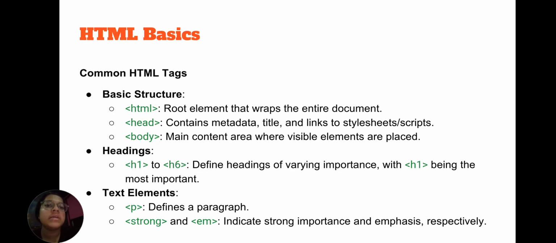HTML basics. Common HTML tags and basic structure. The html tag is the root element that wraps the entire code. Head contains metadata, title, link, style sheets, scripts. Body contains the content area where visible elements are placed. Headings h1 to h6: there are 6 types of headings, h1 to h6, defining headings of varying importance, with h1 being the most important. Text elements: p defines a paragraph. Strong and em indicate importance and emphasis respectively.